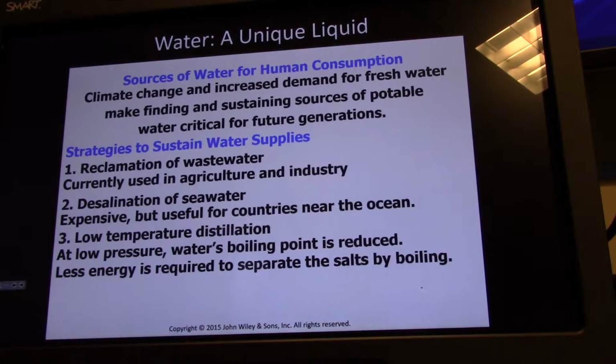Strategies to sustain water supplies. You can reclaim wastewater. Once water goes through a sewage system, it gets reprocessed, chlorinated, and sent back out, and you reuse it. You can desalinate seawater, but that's extremely expensive. So it's typically done by oil-rich countries that have a lot of fuel to burn. Oil-rich countries are able to take ocean water and distill it basically into fresh drinking water. And that works if you have the money to do it, or the oil to do it. So that's typically done in the Gulf states. Another approach is low temperature distillation, to use less energy to boil the water.